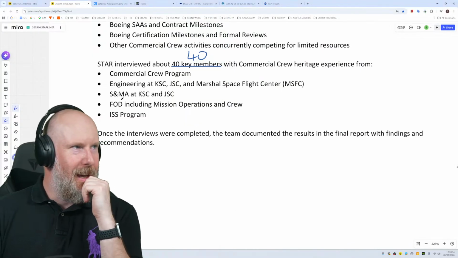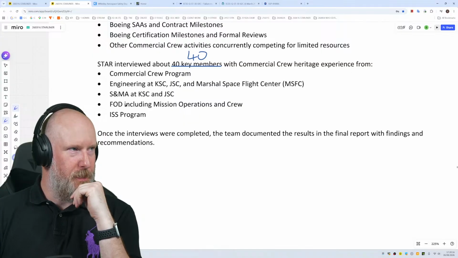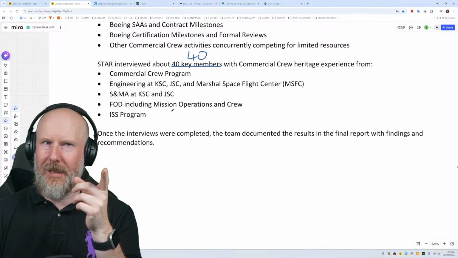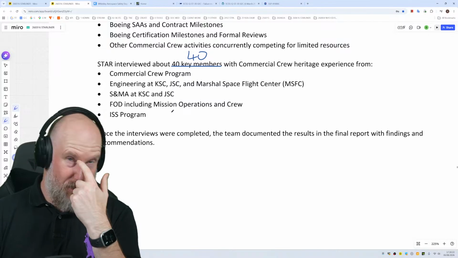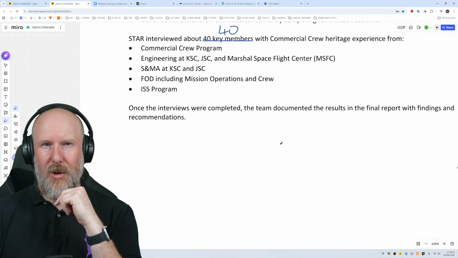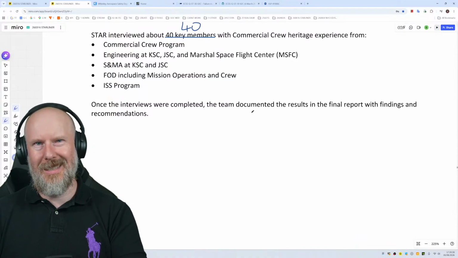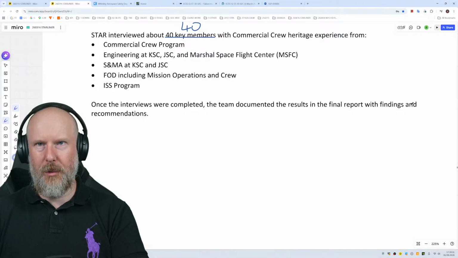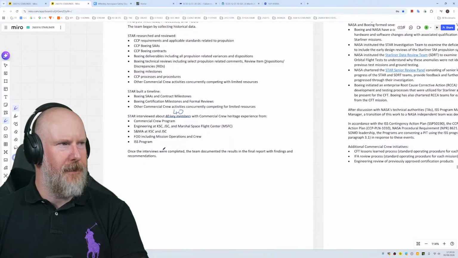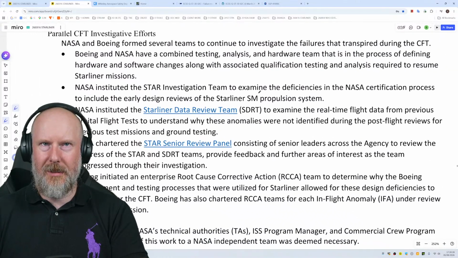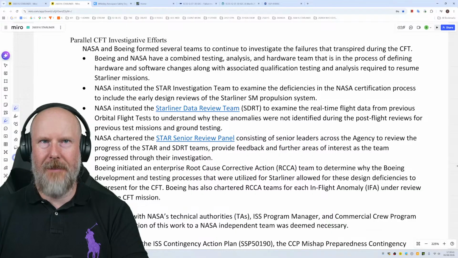Right, okay. At Kennedy Space Center and Johnson Space Center, FOD, including mission operations and crew. I don't think that's foreign object damage or foreign object debris. ISS programs, that's the International Space Station program. Once the interviews were completed, the team documented the results in the final report with findings and recommendations. Okay. So the parallel crew flight test investigative efforts.